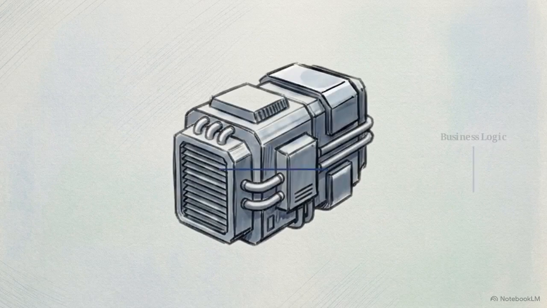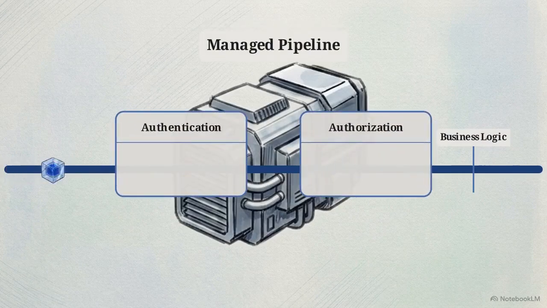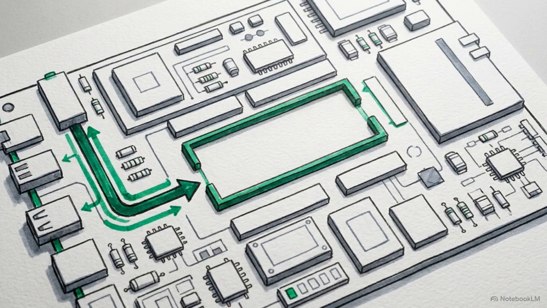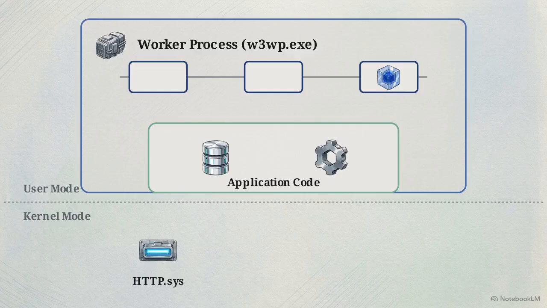Once inside the W3WP worker process, the request enters the managed pipeline. This is a sequence of discrete modular checkpoints. First up are authentication and authorization. These modules inspect the incoming packet to confirm the user's identity and then verify they have the correct permission levels to access the resource. Before the request is handed off to the actual application code, it has to clear one more critical module to ensure the server knows exactly which piece of code to execute. It's the routing module. Once the packet clears this routing phase, it drops into the central application code core.